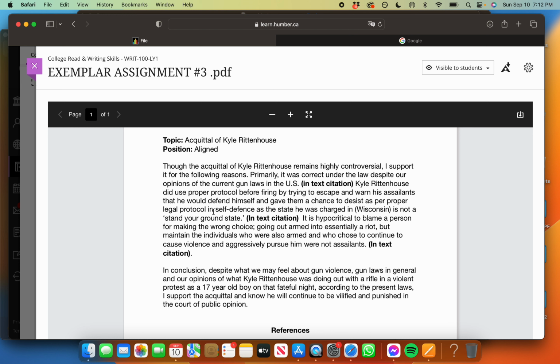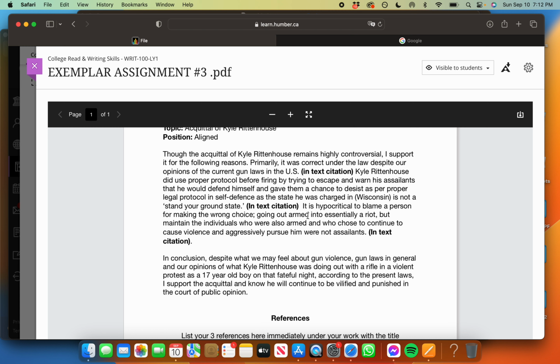What that means in plain English is he was required to run. He was required to run away. He was not allowed to stand his ground and then just shoot just because someone was approaching him. You do need to try to evade getting harmed in any way you can in Wisconsin before you decide to fire. So it's not a stand your ground state. You're not allowed to just stand in place and shoot just because you said, don't come near me. It's not one of those states. And he did, in fact, fulfill that according to law. And there's a citation there for an article that proves that.